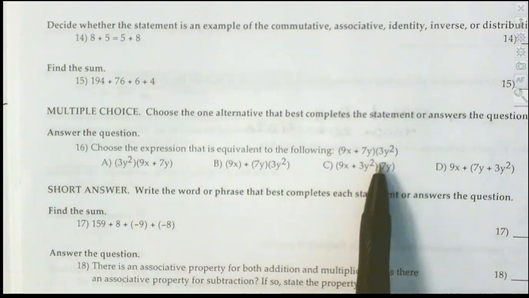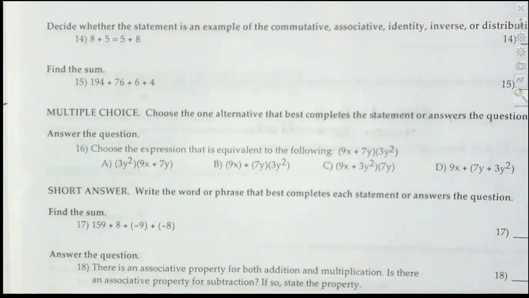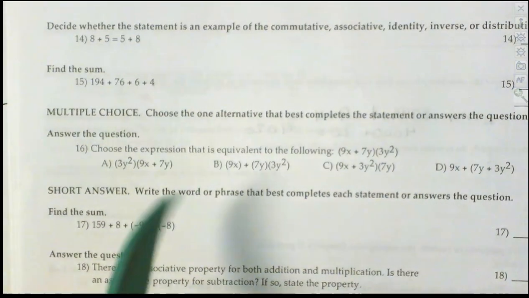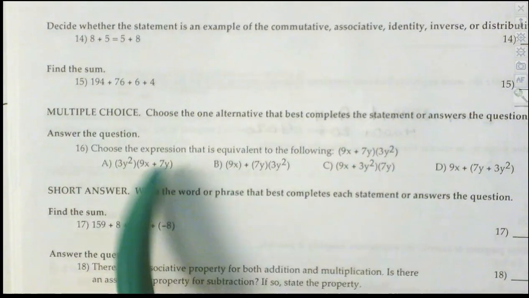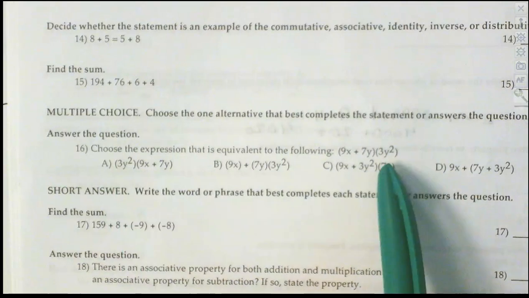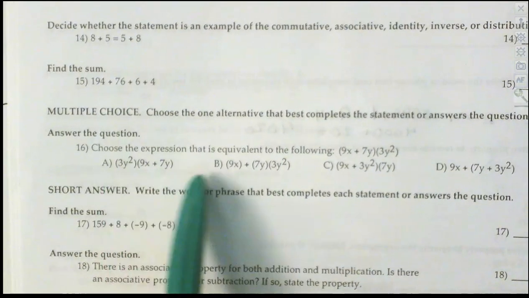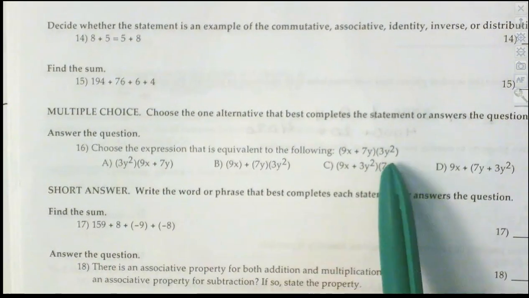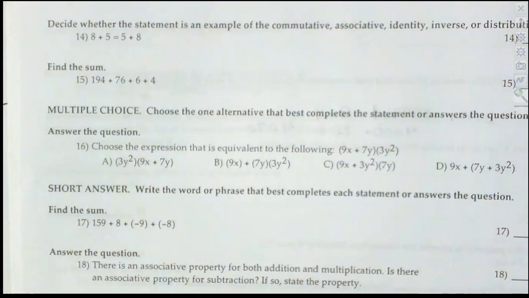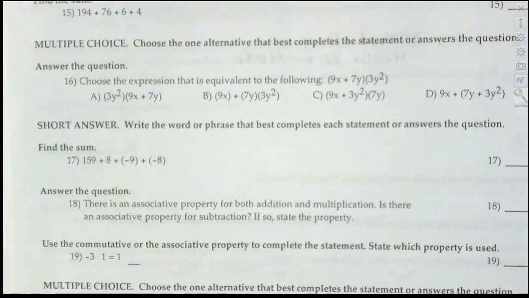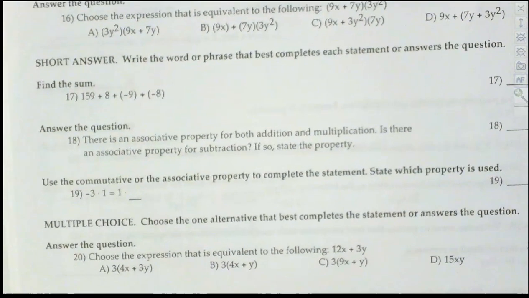Question 16, we're going to use the distributive property. It says choose the equivalent expression. So we can move that around. Okay, so that 3y squared, that could go to the front. So look at these, and there's one of them that's the same, because you can switch the order. The order can be changed. 17, just add them across.